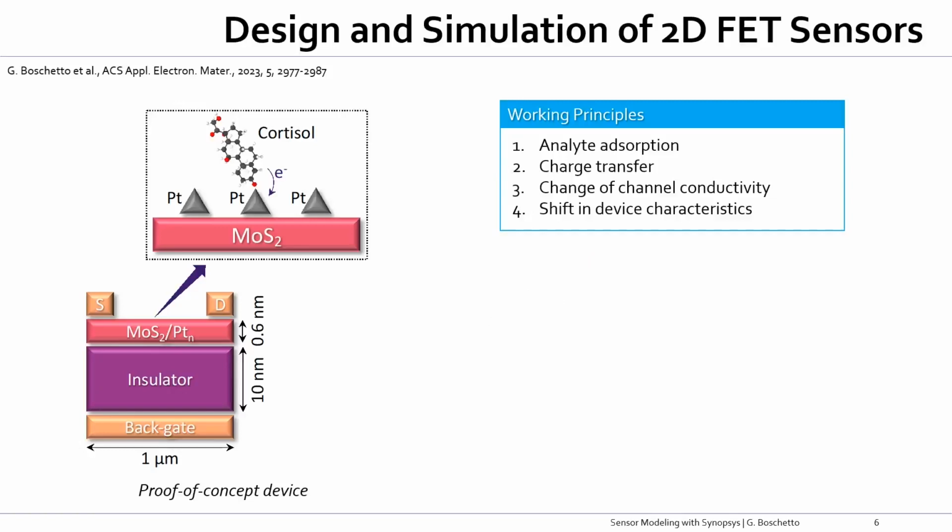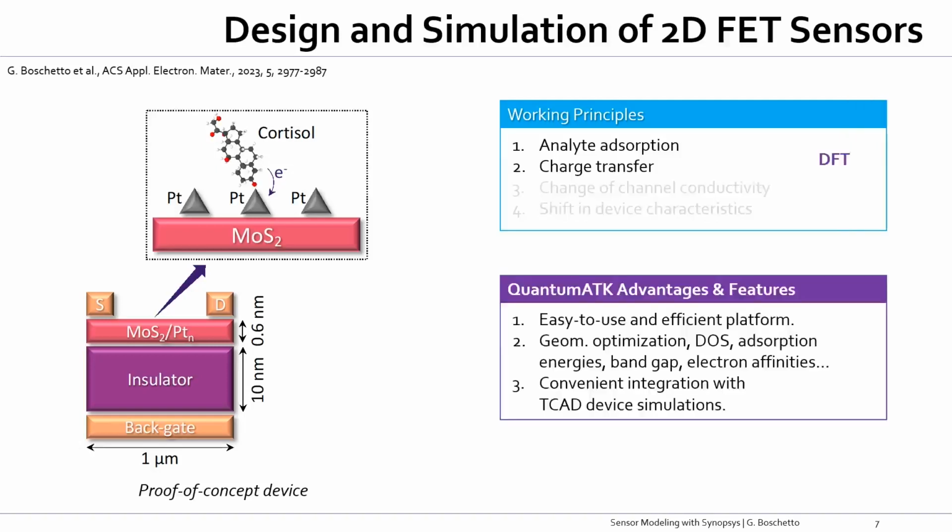Okay, here let's go a bit more in depth on the working mechanism of our proposed sensor. This is a breakdown in mainly 4 steps. The first step, number 1, is analyte absorption. First we have the absorption of the analyte on the sensing material, so the platinum nanoparticle, which is itself anchored onto MoS2. This will induce a charge transfer, which in turn will cause a change in the channel conductivity. This, again, will cause a shift in the device characteristics, such as the threshold gate voltage.